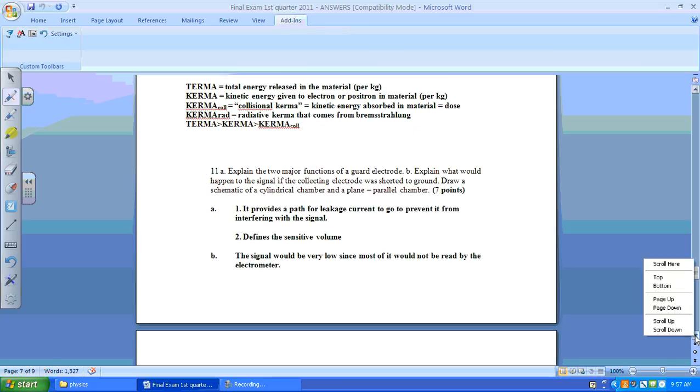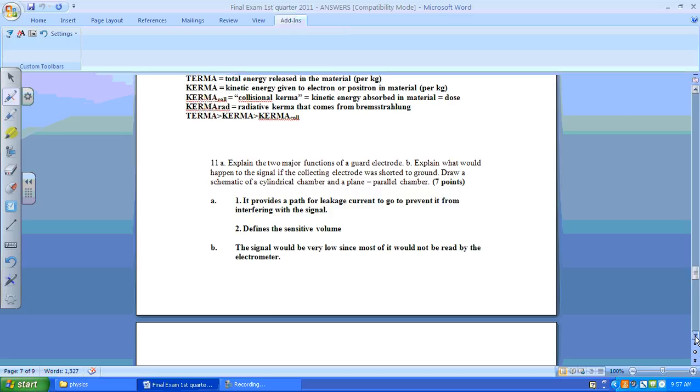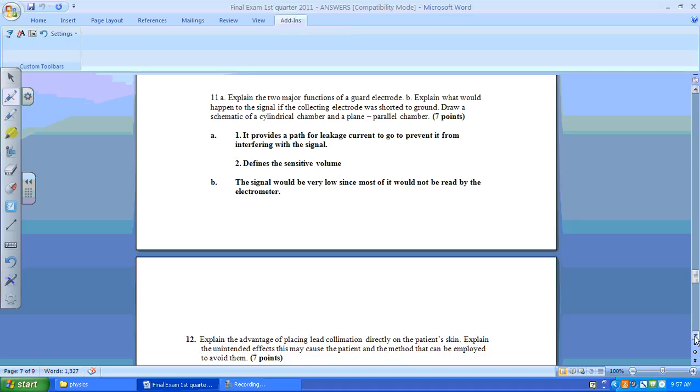Explain two measured functions of a guard electrode. Explain what would happen to the signal if the collecting electrode were shorted to ground. Draw a schematic of a cylindrical plane parallel chamber. So the guard electrode provides a path for leakage current to go to prevent it from interfering with the signal. Right? So that's the first thing. It defines the sensitive volume as well.